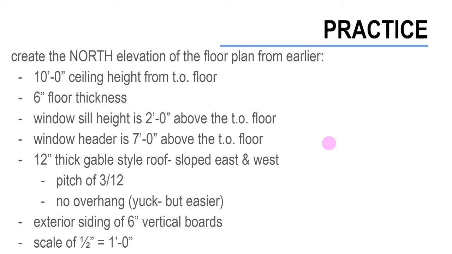We're going to use a 1 foot thick gable style roof that's sloping in the east and west directions with a pitch of 3/12. There is going to be no overhang in our roof, which is not ideal, not how I would recommend designing or constructing it, but it's going to make drawing it a lot easier, and so we're not going to put an overhang. And we're going to use the same scale of 1/2 inch equals a foot.